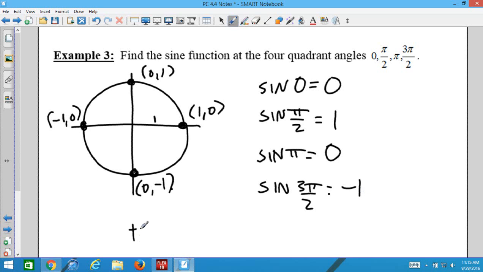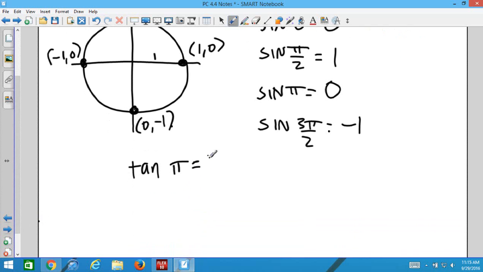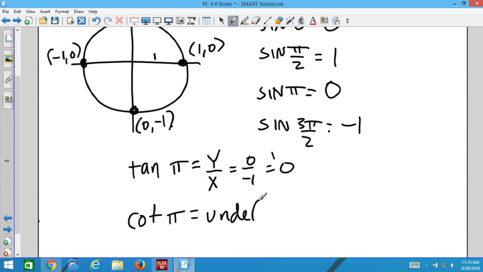Bonus, not in your notes. Let's do tangent of, I don't know, pi. How do we do tangent? What's the formula for tangent? y over x. So this is 0 over -1, so 0. Okay. What if you were asked to find cotangent? Opposite.